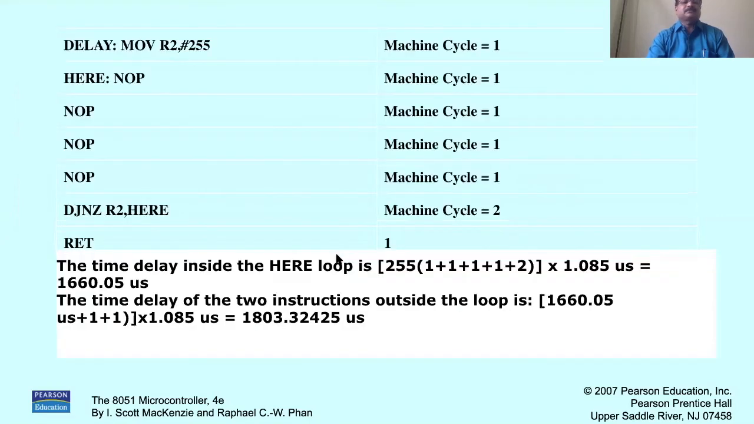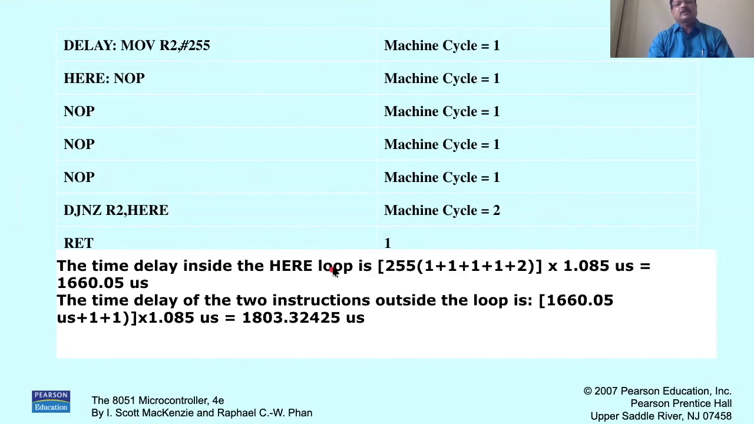Let us consider this routine where initially R2 is loaded with the 255 count, and a few NOP instructions are used, and again the DJNZ instruction is used for introducing delay. So you can increase the time delay using such loops. Write down the machine cycles required for each instruction and then do the calculations.